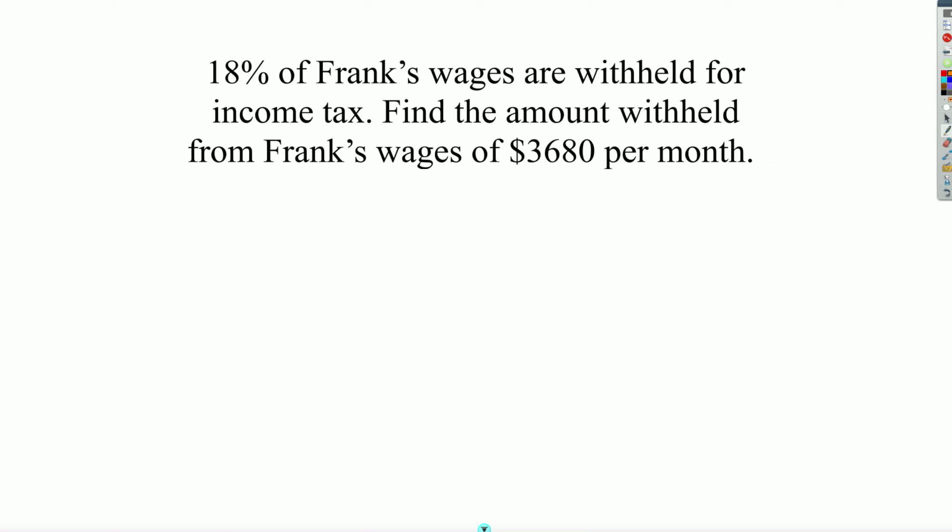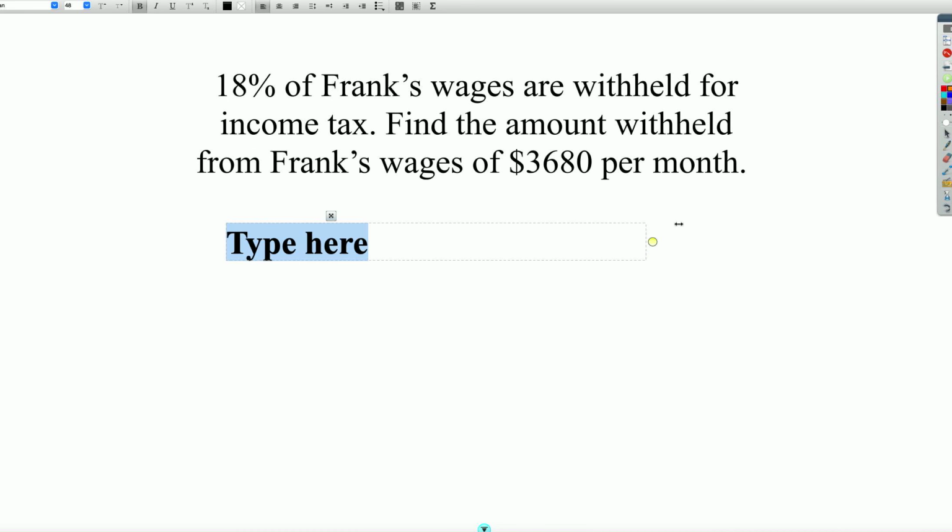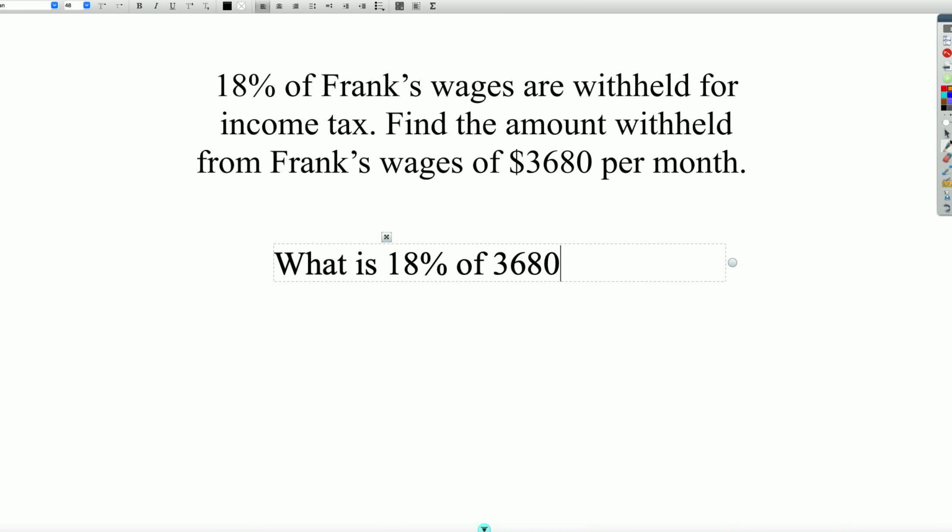The good thing about word problems is you can always think about a reasonable answer. So if you're doing something here and you get like $3, that doesn't make sense. If you get like 36 cents, doesn't make sense. 5,000, that doesn't make sense. So I can already kind of see what makes sense. So what I'm being asked here, when I think about it, is what is 18% of his wages.